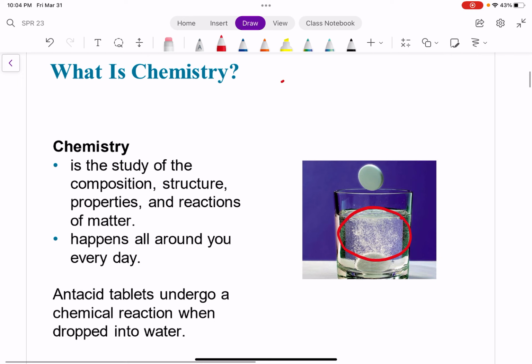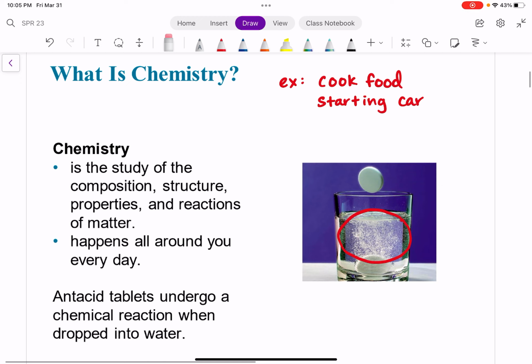There's also some other examples of chemical reactions in your daily life. So whenever we cook food, that's a chemical reaction happening. Another one is like when you start your car. That is a combustion reaction, right? We'll talk about what that is later, but I'm sure you might have heard the term combustion before. That's a chemical reaction.